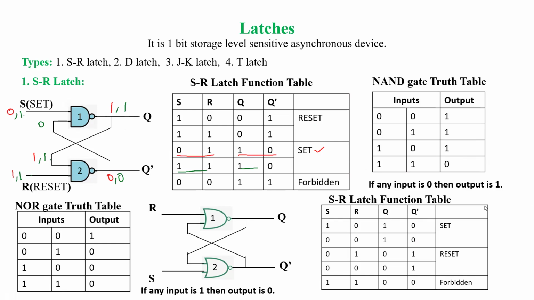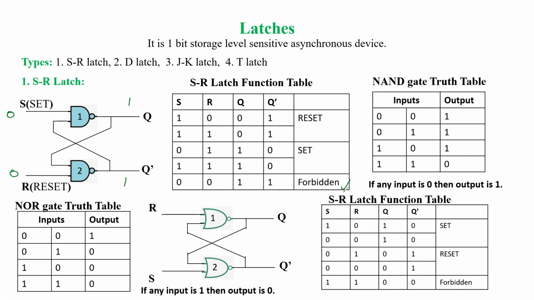Now, when both inputs are 0, we know that if any input is 0, the NAND gate output will be 1. So here Q and Q dash both are going to be 1. We are not able to see any difference in the outputs, so this combination is avoided. That is called forbidden.